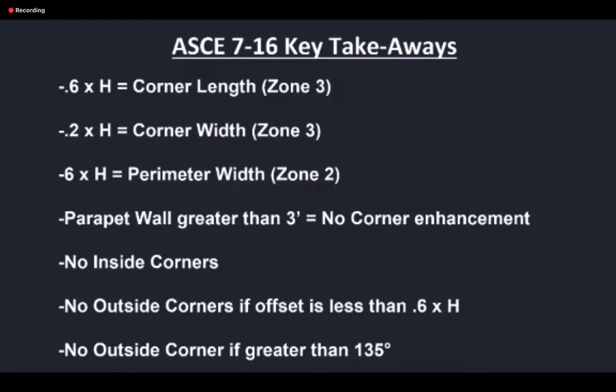So a lot of times that's not on us, but if we can understand the 0.6 and the 0.2 for zone 3, 0.6 for the perimeter, and 0.6 for the zone 1, we at least know how to lay out that roof. Parapet wall greater than 3 feet. Remember, no corner enhancement, no inside corners, and no outside corners if the offset is less than 0.6 of the height. And last but not least, no outside corner if greater than 135 degrees. So just some key takeaways.